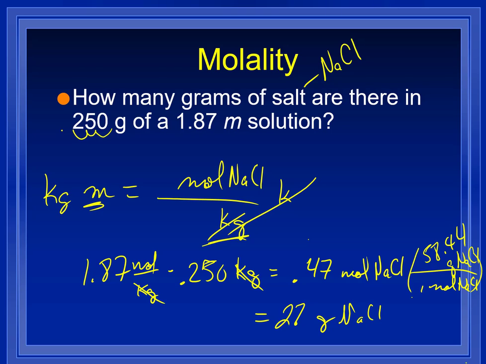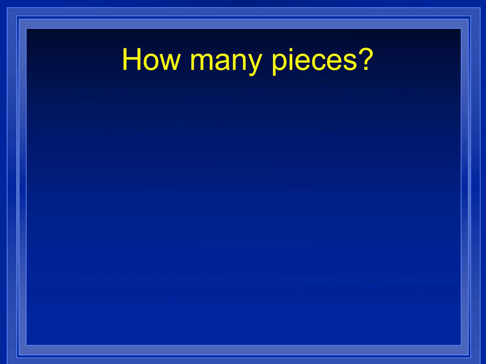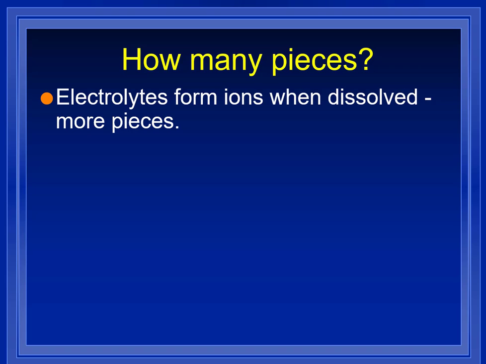But here's the problem. I'm going to say it's 1.87 molal NaCl, but in my solution, there's no NaCl. Because when I throw NaCl into water, it falls apart into Na plus and Cl minus, right? So I gotta worry about electrolytes having a bigger impact than non-electrolytes. Because if I throw in a mole of sugar, I get a mole of pieces. If I throw in a mole of salt, I get 2 moles of pieces. I put a mole of K2S in, I get 3 moles of pieces.